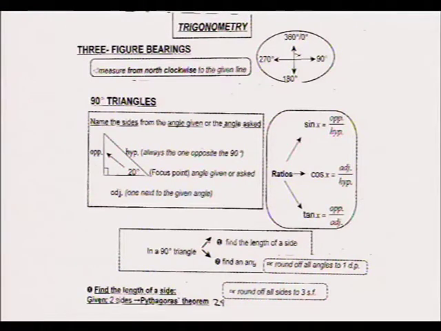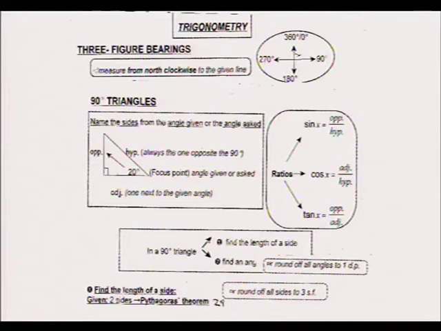Triangles, 90 degree triangles. Name the sides from the angle given to the angle asked. There you see that part. The ratios: sin is equal to the opposite over the hypotenuse. Cos will be the adjacent side over the hypotenuse, which is the long side. Tan x is the opposite divided by the adjacent. Adjacent means next to it.